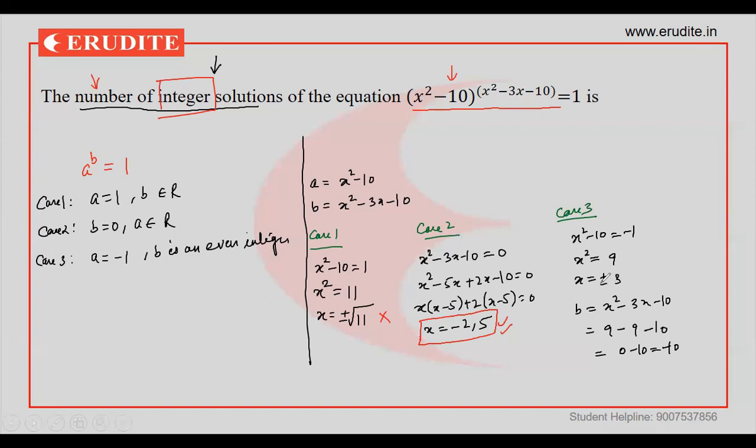That is, if I'm putting x equal to 3, I will get b as an even integer, right? And the base, that is a, is minus 1. So this expression value is 1. Now, I checked for x equal to 3, and next I am checking for x equal to minus 3.